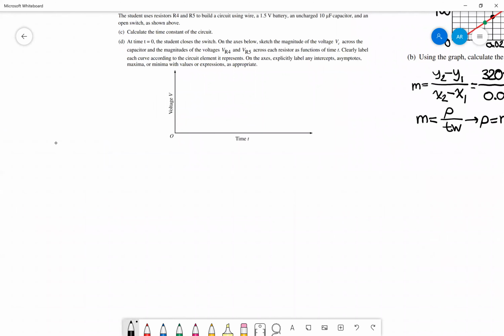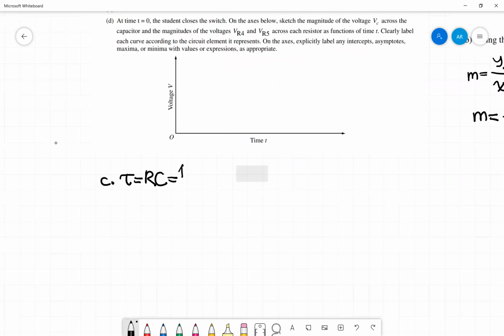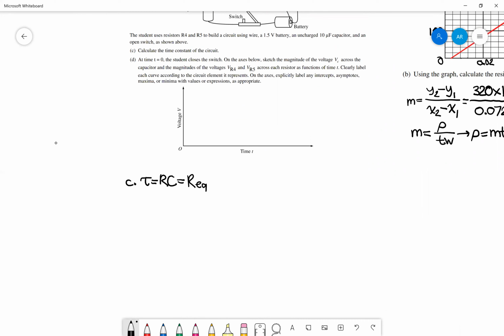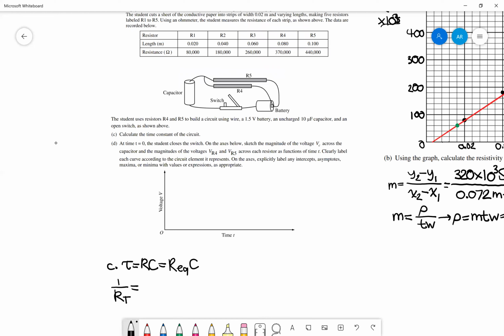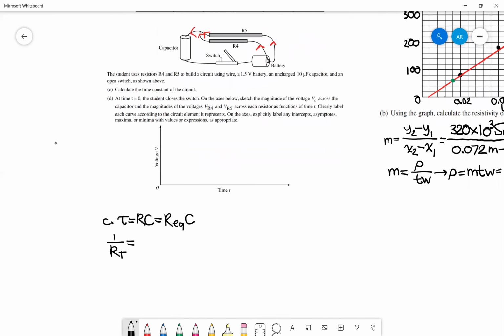So we're gonna move right here. The time constant is equal to the resistance times the capacitance. But now, because there are two resistors, we have to use the equivalent resistance, R_eq times C. I like to use total resistance. Now note, when you look at the battery and the circuit, charge branches out. So these two resistors are in parallel. They're not in series, they're in parallel. So you have to remember that now you have to use this different formula.